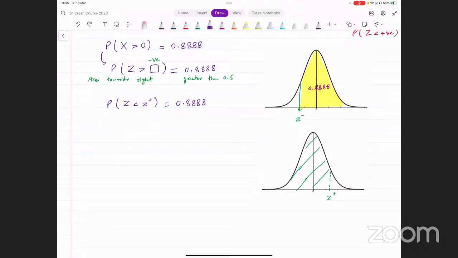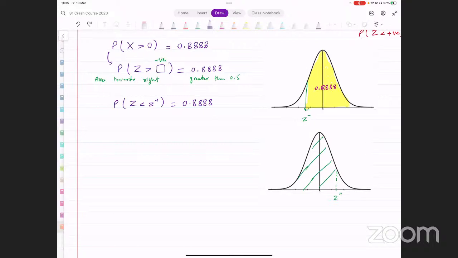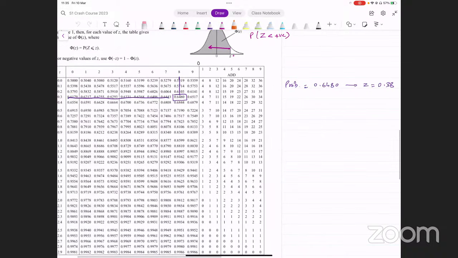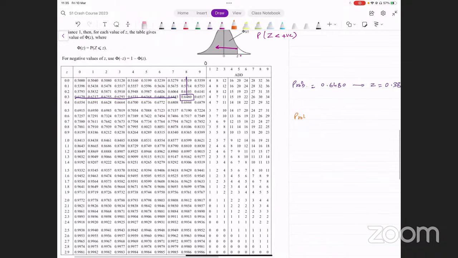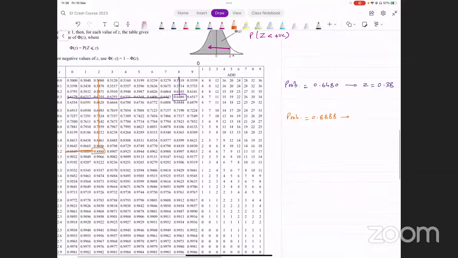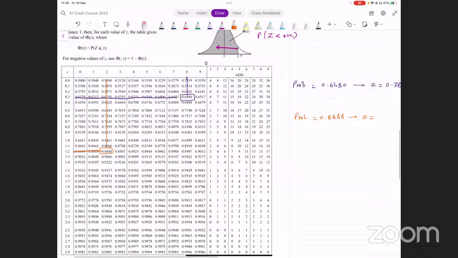Now, this is the standard form. We can use the table for this, 0.8888. Let's find this value from the table. Let's see what the value of z turns out to be. Remember, we have probability given. We have to find the z value. Probability is 0.8888. Let's look for that. Well, we have this exact value here, 0.8888. So the z value therefore becomes 1.22.